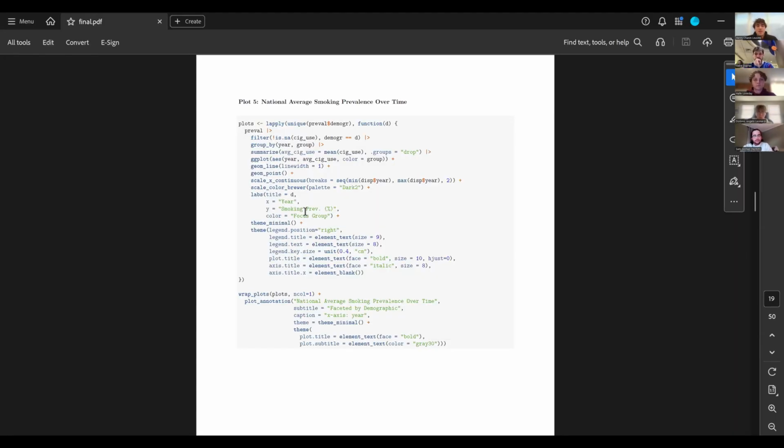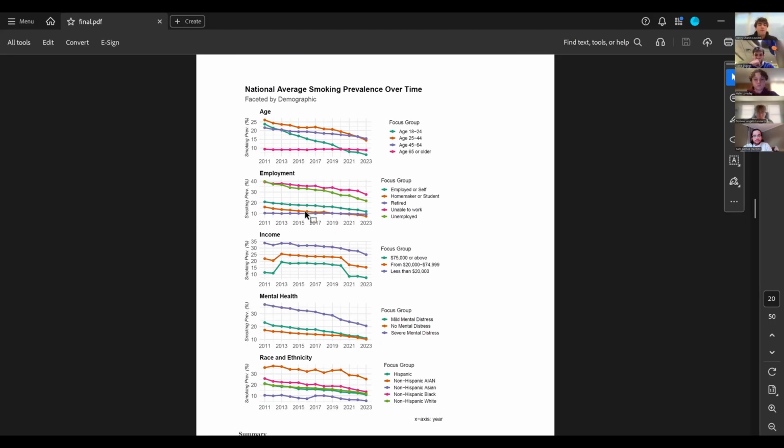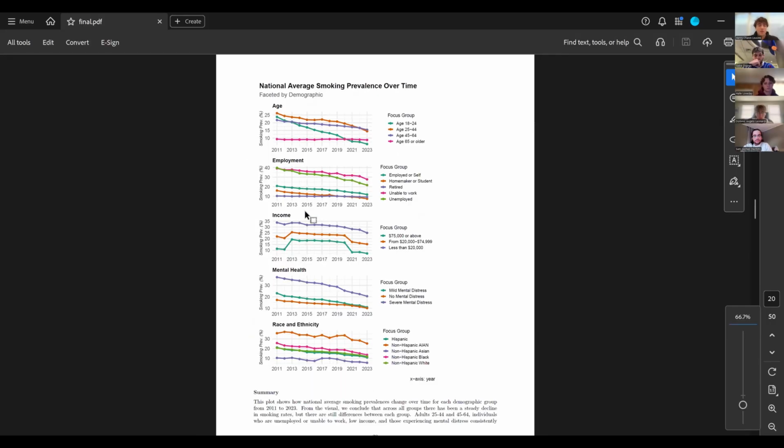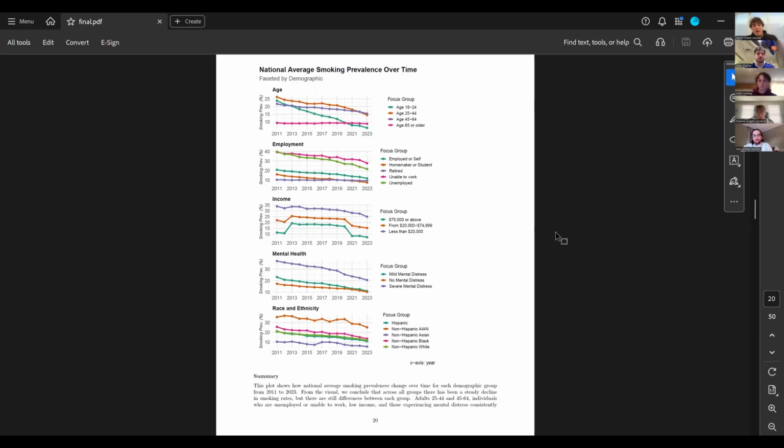Awesome. Thank you, Sam. So the next thing, our fifth plot here, is just going to be the overall national average smoking prevalence over time. And we broke this into the five different data sets. The biggest thing that I think we really want to call attention to is that among all five of these data sets and all five demographic groups, we see that smoking has really decreased over the last 12 years. And we think that this is because of, number one, the substitution effects, whether it be e-cigarettes or any other forms of using nicotine, but also because of policy reform and just overall health, people being more aware of the overall health impacts that come with smoking. We think that this was really interesting.